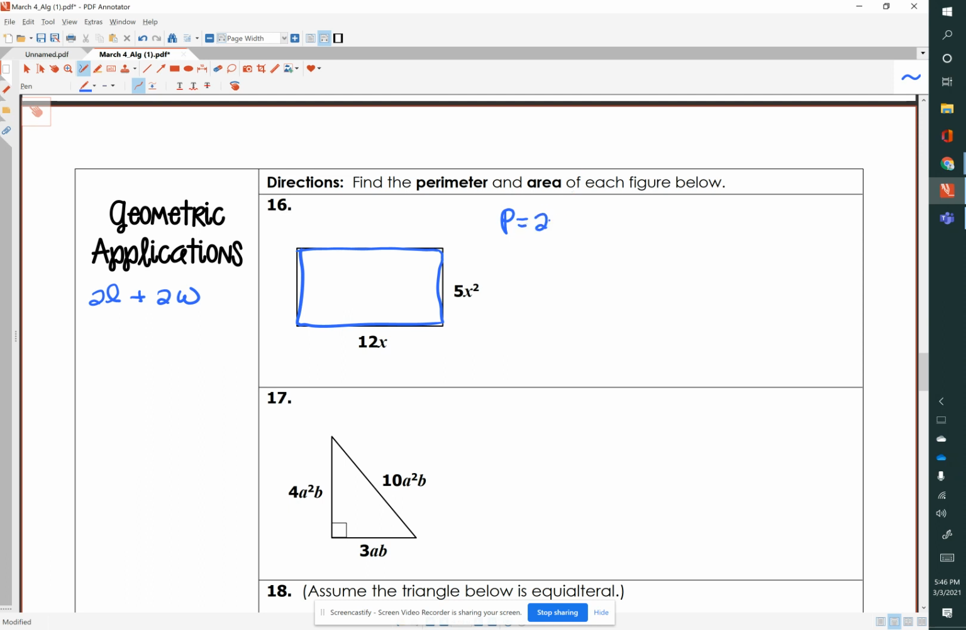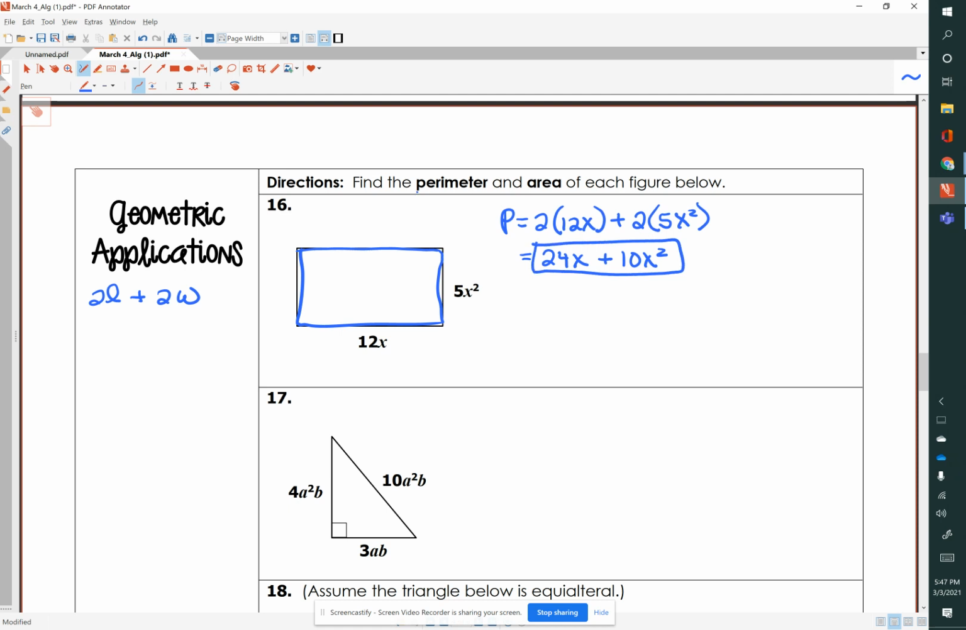perimeter, 2 times 12x plus 2 times 5x squared. Okay, and let's simplify that. 2 times 12 is 24x plus 2 times 5, 10x squared, and that's all we can do for the perimeter.